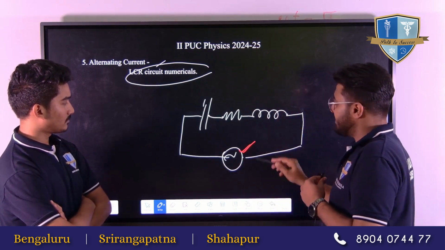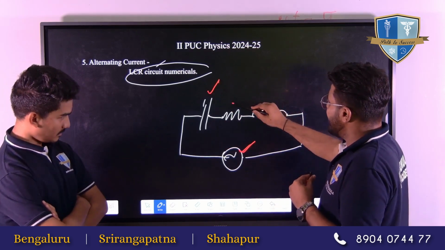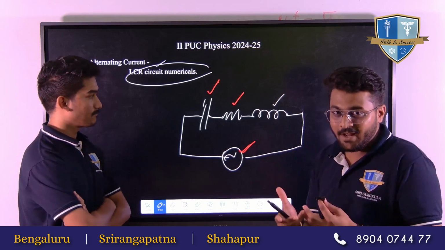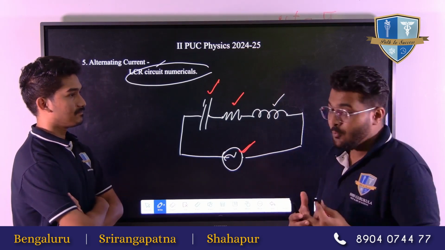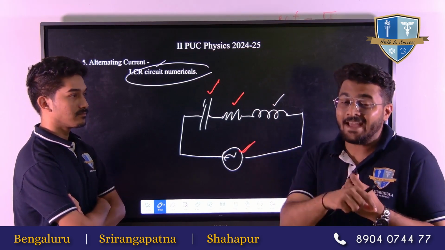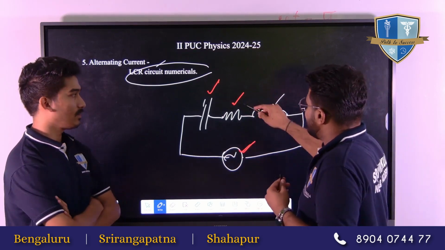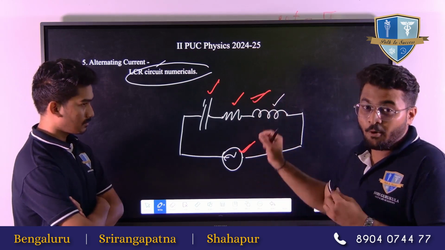Remember, this is AC. So they'll give a capacitor, a resistor and an inductor, and they'll ask you to find the impedance, power factor, or else they will ask you whether the current is leading or lagging the voltage or vice versa. Okay, such questions they will ask, and this is important from this chapter.